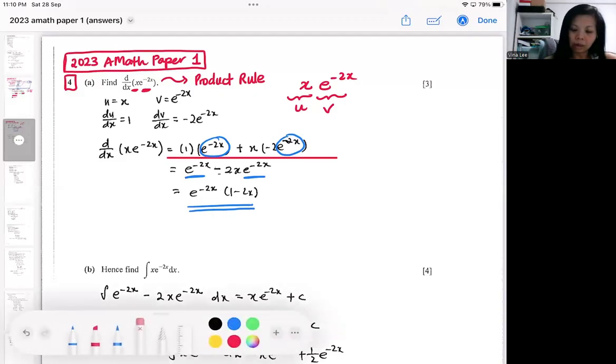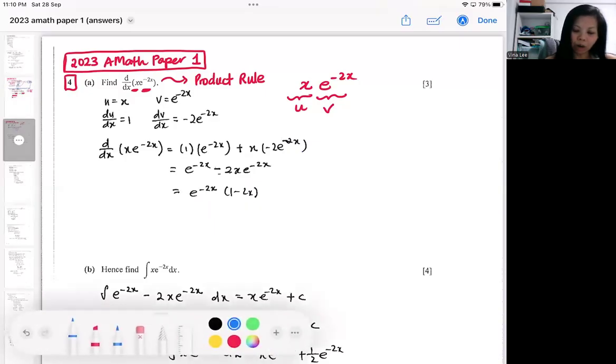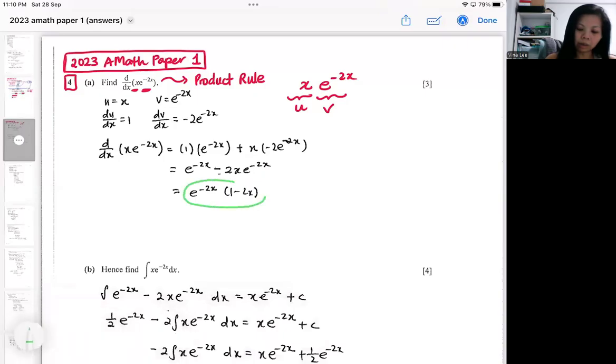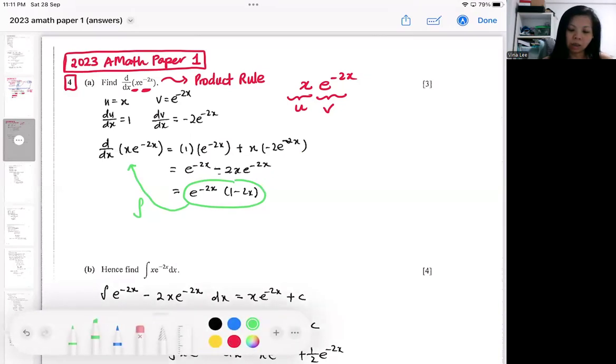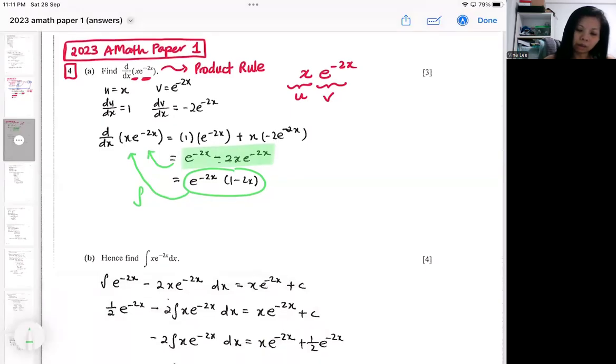Okay, so the next part will be the hence. Now, if you're going to be doing the hence, you are going to integrate this. You will reverse it by integrating. Okay, so you can reverse the answer by integrating and you get back the original product. Okay, however, it will be easier if you have chosen this to integrate back. So I am choosing this green color thing to integrate back.